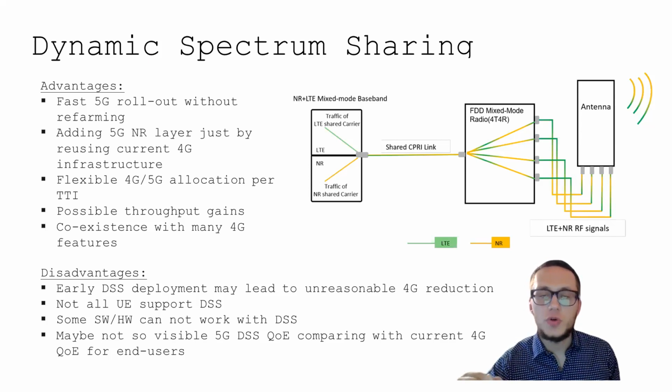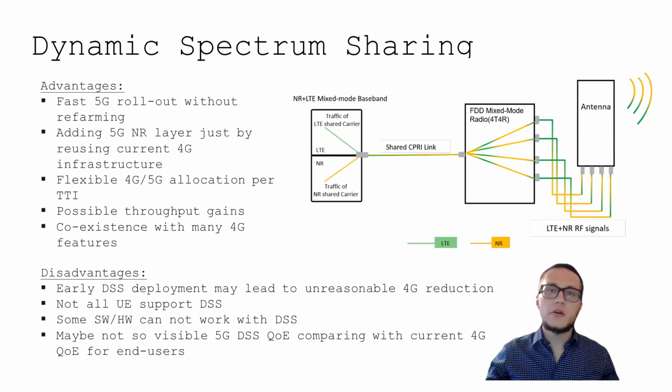One of the main advantages of DSS is the possibility for fast 5G rollout without multi-year and complex refarming. So it can give the users 5G icon on their phones. This is actually the main advantage of DSS, very fast 5G rollout. Just by adding 5G layer and reusing current 4G infrastructure, because DSS is mainly a software solution. Mainly it requires just a software update.